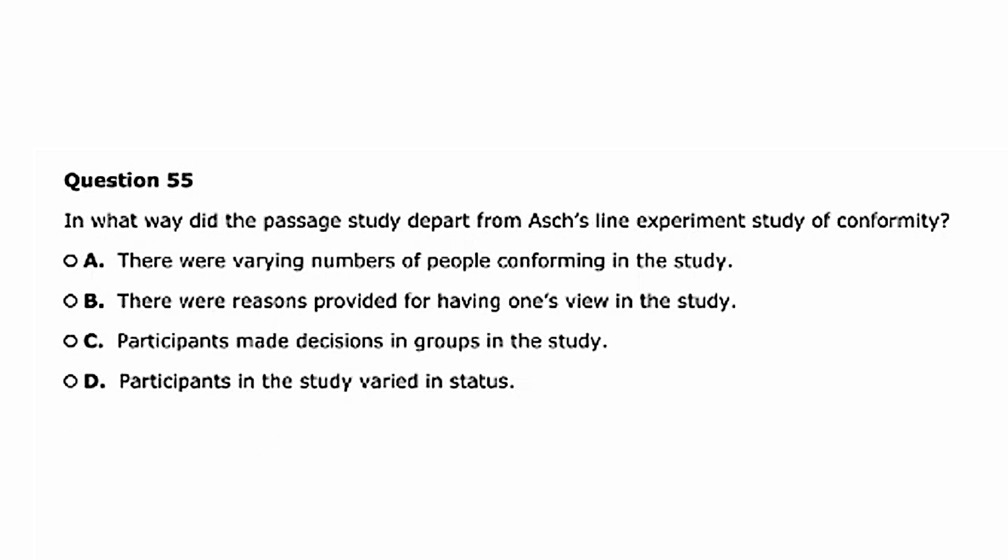Question 55. In what way did the passage study depart from Asch's line experiment study of conformity? How do you say that? Something like that, yeah. Man. All right. Whatever that line experiment is. A, there were varying numbers of people conforming in the study. B, there were reasons provided for having one's view in the study. C, participants made decisions in groups in the study. Or D, participants in the study varied in status.